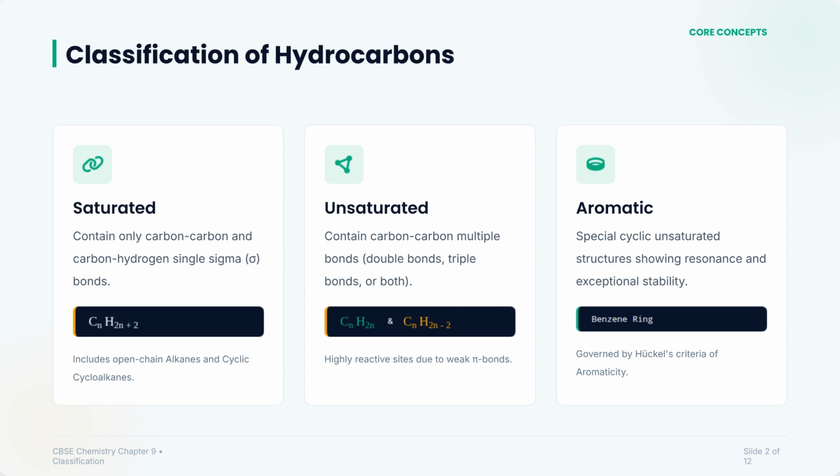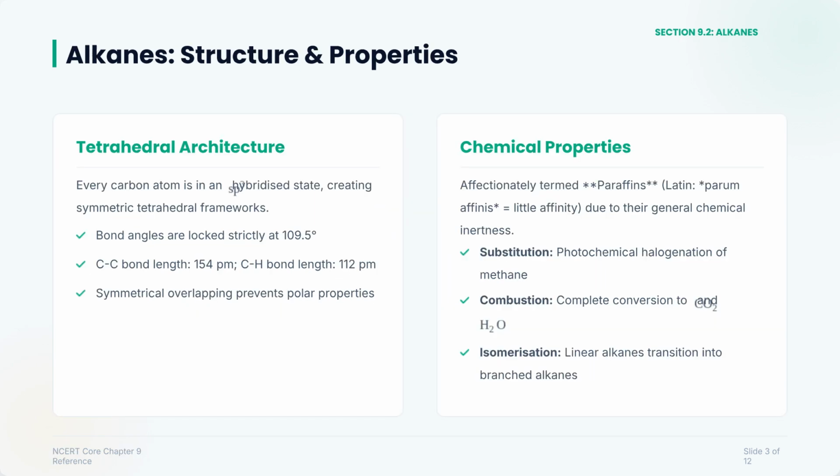Saturated hydrocarbons include alkanes and cycloalkanes. Unsaturated ones contain multiple bonds, while aromatic compounds consist of cyclic structures with exceptional stability. Alkanes possess a tetrahedral architecture with sp3 hybridized carbons. They are often called paraffins due to their chemical inertness, though they participate in reactions like substitution, combustion, and isomerization.